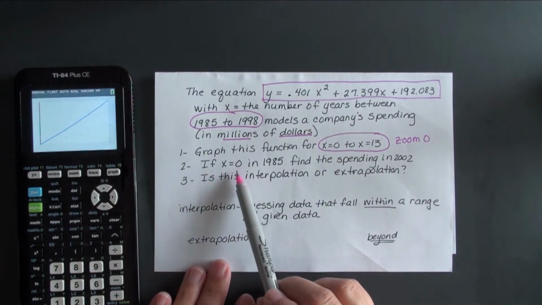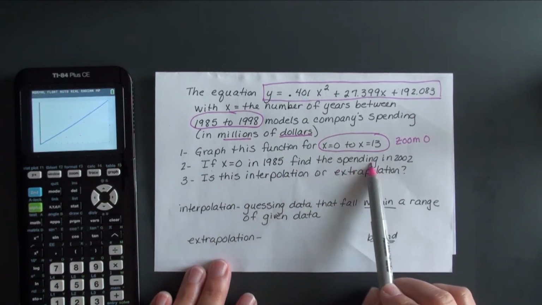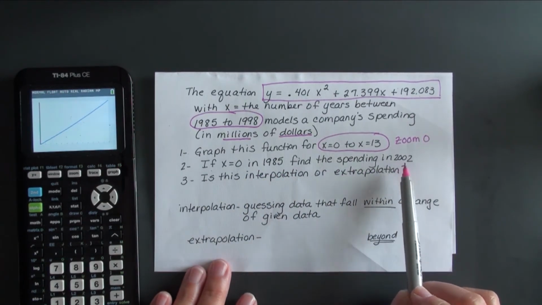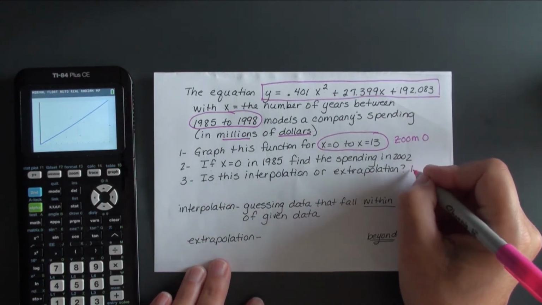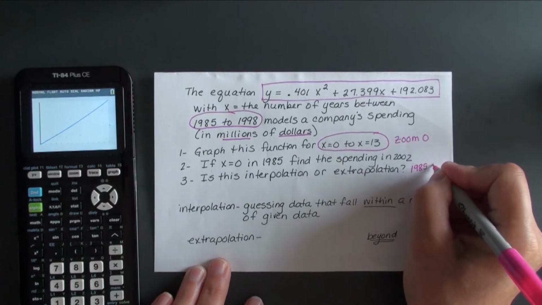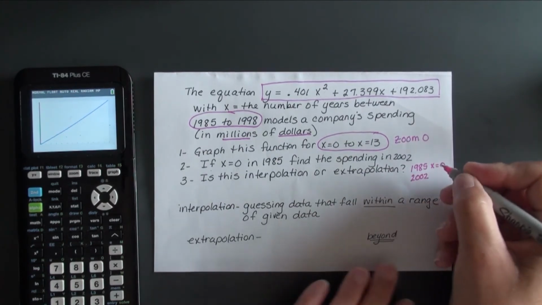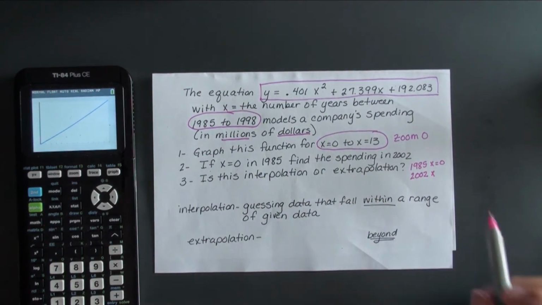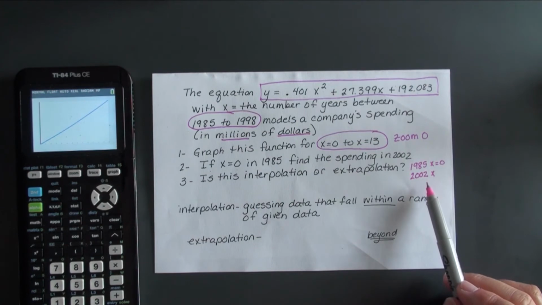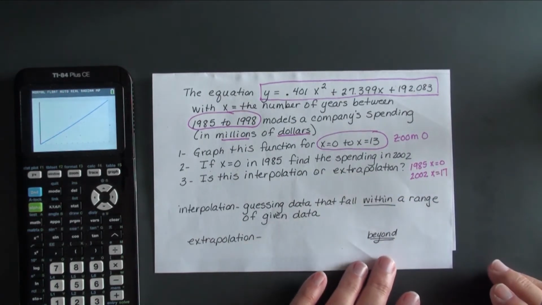Now if x is equal to 0 in 1985, find the spending in 2002. Okay, so 1985, x equals 0. So in 2002, what would x equal? How many years is that from 1985? 1985 to 2002 is x equals 17.